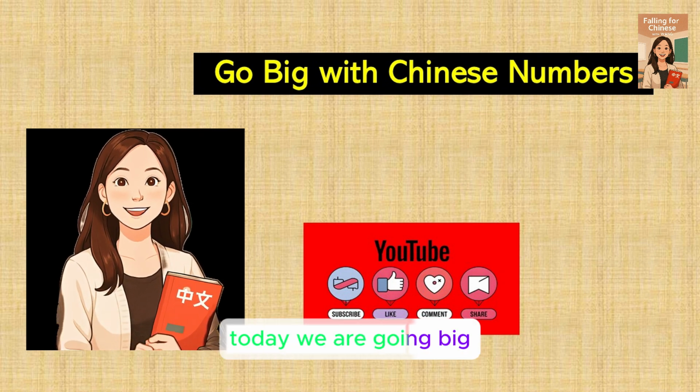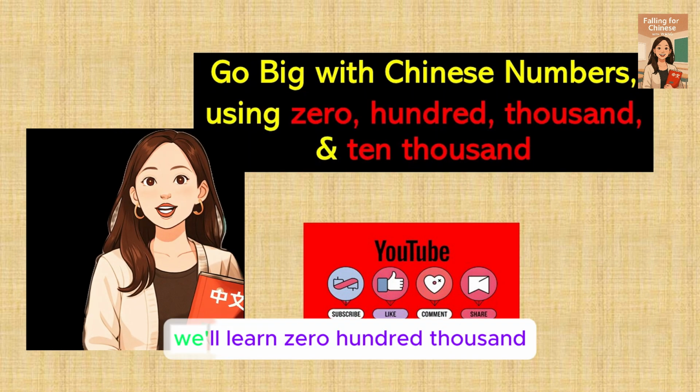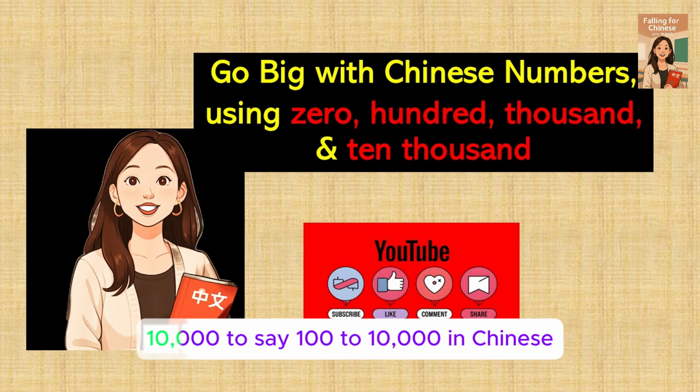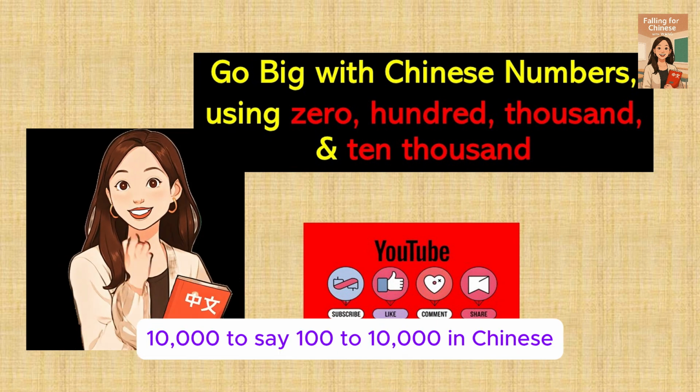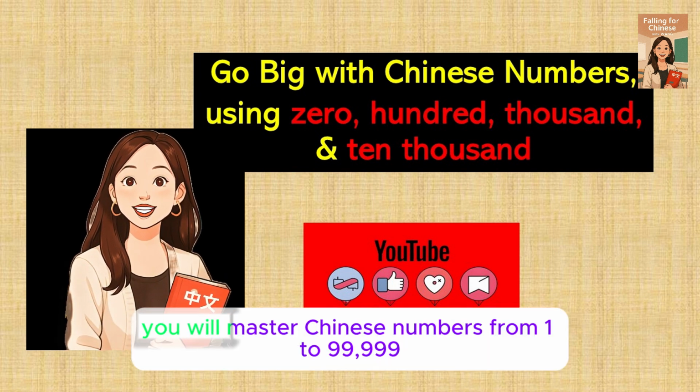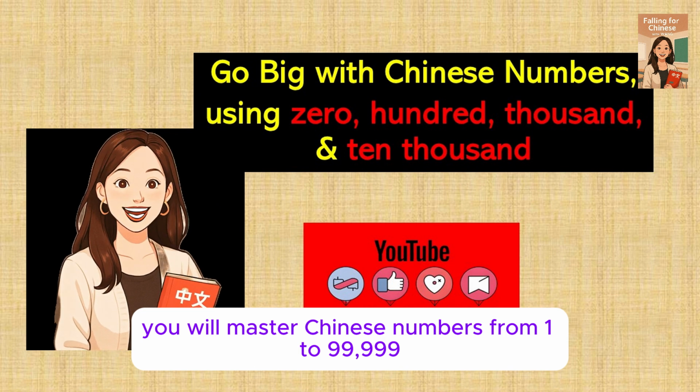Today we are going big. We'll learn 0, 100, 1,000, and 10,000 to say numbers from 100 to 10,000 in Chinese. In fact, you will master Chinese numbers from 1 to 99,999.